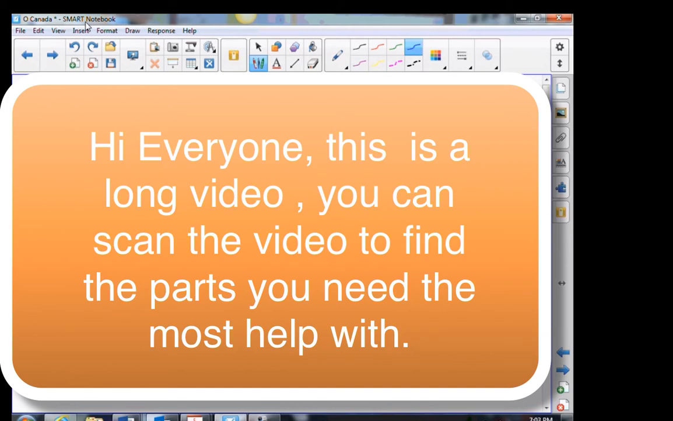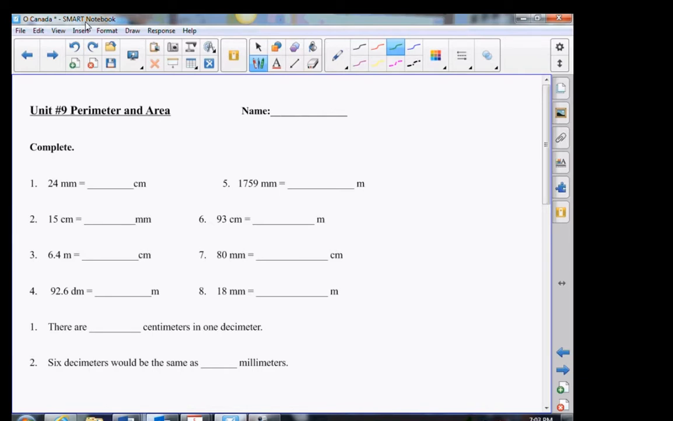All right, L4A. This is the perimeter and area review for the test. To start out with, we're going to do metric units of measurement. We will put our stairs of units to the right here. And remember, there are 7 steps that we use.